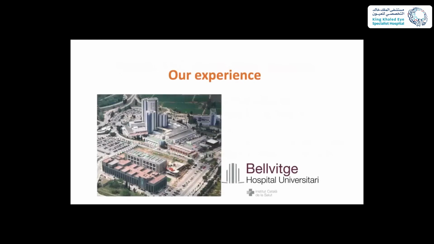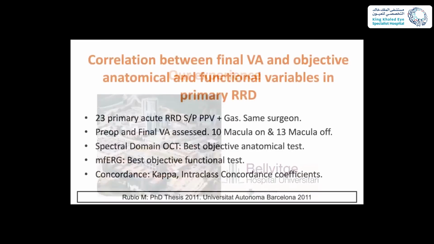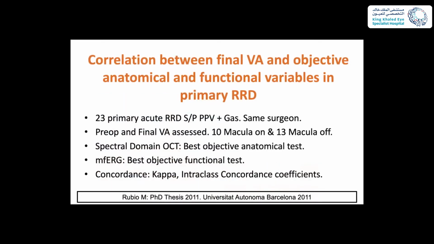And this is what I'm going to talk about right now: our experience in anatomical and functional outcome in retinal detachment surgery with my group from Barcelona. The first study was my PhD thesis in 2011, in which we tried to correlate final visual acuity with objective anatomical and functional variables in primary retinal detachment. We chose 23 primary acute retinal detachment cases operated by the same surgeon with the same technique. More or less half of them were macula on, half macula off. We used the best objective anatomical test available at that time, spectral domain OCT, and the best objective functional test, multifocal ERG.